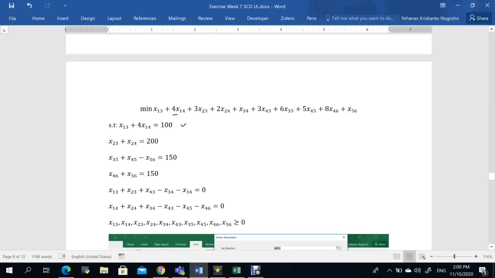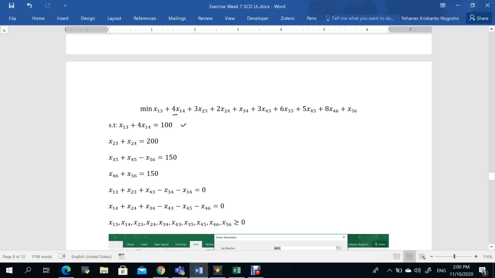Next, we would like to formulate the objective function and also the constraints in order to calculate the optimal distributions for nodes number 1 and 2 to nodes number 3, 4, 5, and 6.